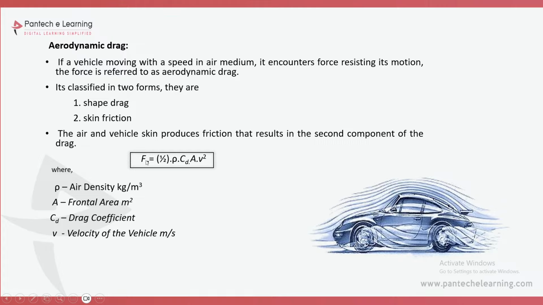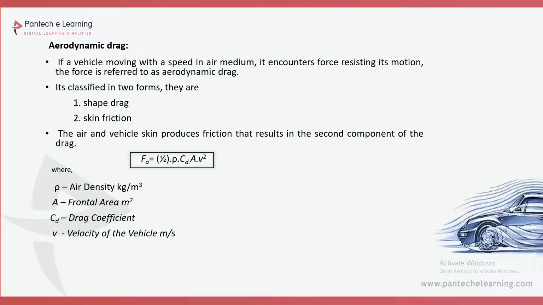Because the force unit is Newton, to get the data in Newton you have to substitute the values in kg per meter cube, meter square, and meter per second. If you substitute in other units, such as kilometer per hour, it will not give Newton. To get Newton, you have to substitute the parameters in these units: meter per second, meter square, and kg per meter cube.